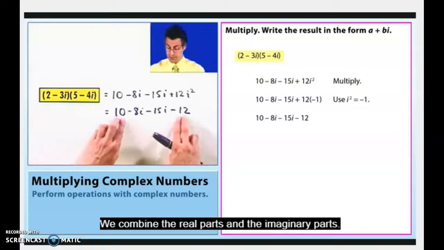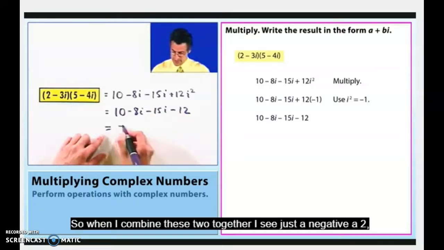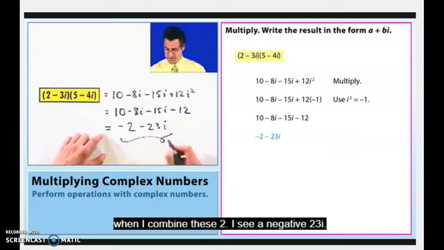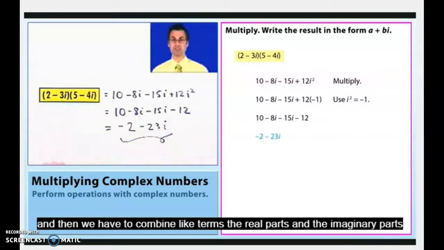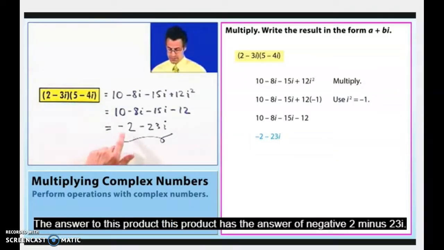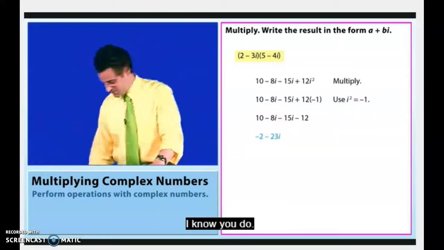And now we combine like terms. We combine the real parts and the imaginary parts. So when I combine these two together, I see just a negative 2. When I combine these two, I see a negative 23i. So you see, there are a couple of steps involved, and then we have to combine like terms, the real parts and the imaginary parts, and then we're set. The answer to this product is negative 2 minus 23i. You want to try another one? I know you do.